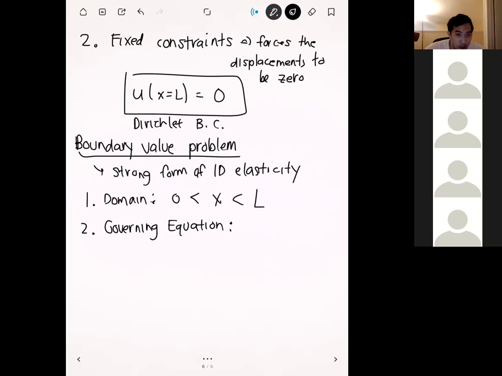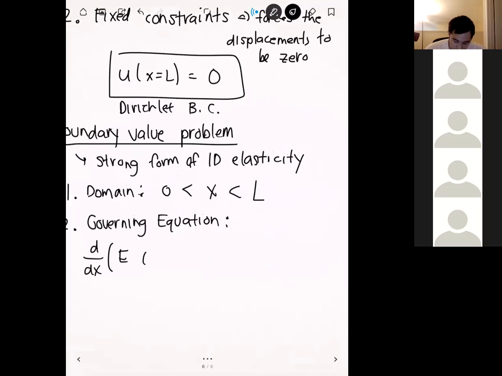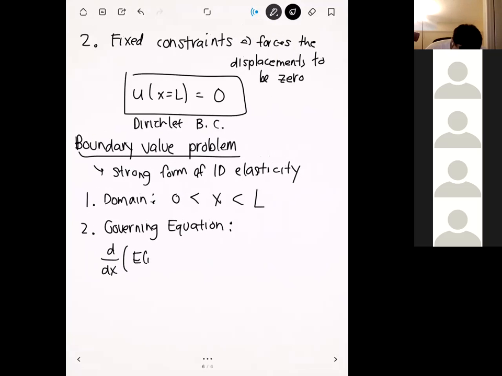Next, we have our governing equation, which we listed before. Our governing equation is d/dx of E(x) A(x) du/dx, plus b(x), equal to 0. And remember, that was our differential equation that we got from performing our force balance.